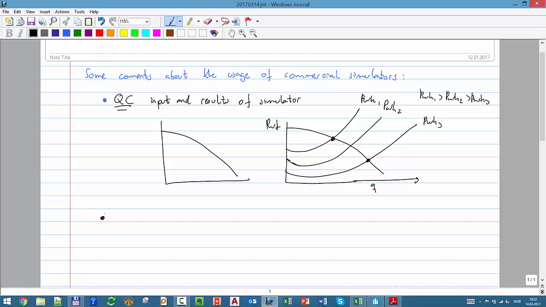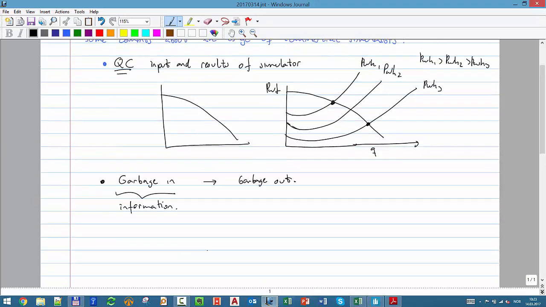Then another thing, remember that garbage in gives you garbage out. So all the time, also quality control not only the way you put the input, but also the information that you have. And you see you have different sources where that input information comes from.